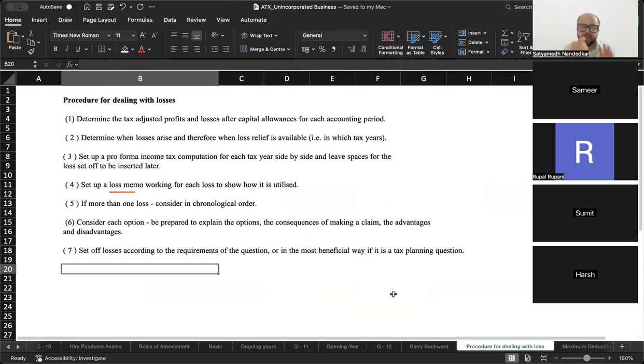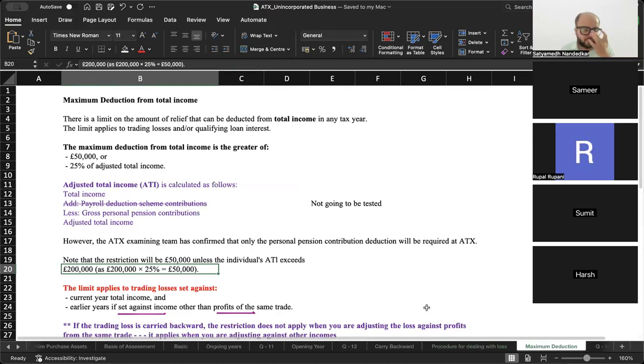Okay. Now, when you are dealing with loss, prepare a year-on-year computation. In it, if there is a trading loss, don't write minus 20,000. Keep it blank. Then take the total income and then do the adjustment one by one. Always remember that particular loss, which is the most restricted in many, many ways, is the one that has to be adjusted first. Now, what is the maximum deduction from total income?